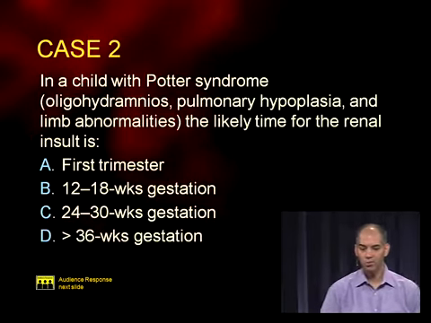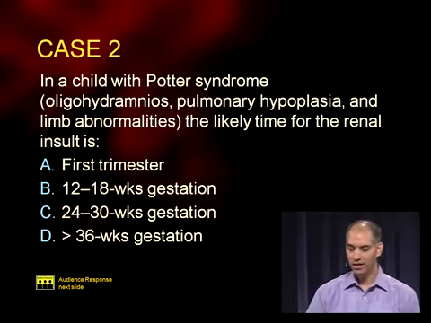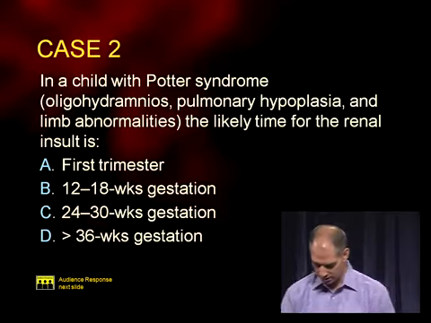All right, in a child with Potter syndrome, so oligohydramnios, pulmonary hypoplasia, and limb abnormalities, the likely time for the renal insult is?